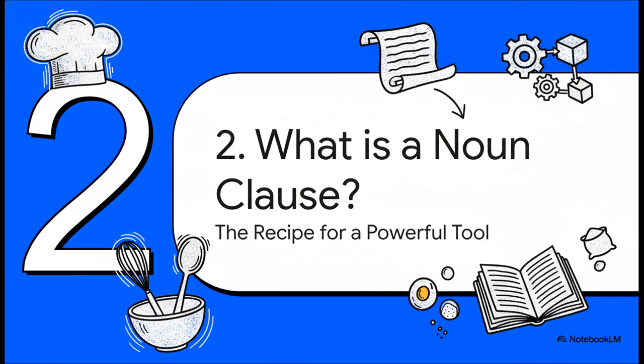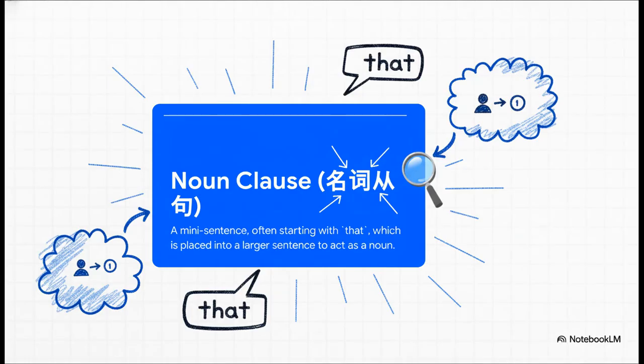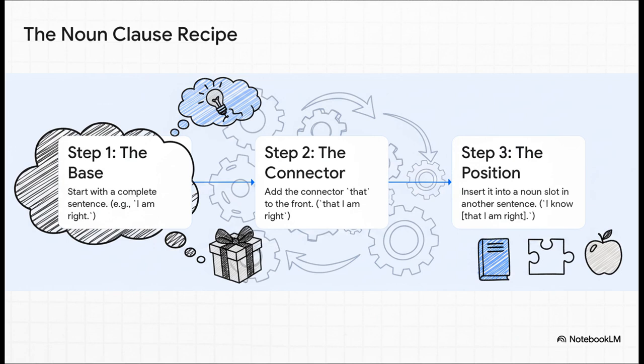The best way to think about it is like a super simple recipe. So here's the official definition. It's basically a mini sentence. It has its own subject and a verb that we package up to act like a single noun. And the magic word that usually kicks the whole thing off? The word that. And this shows the recipe perfectly.